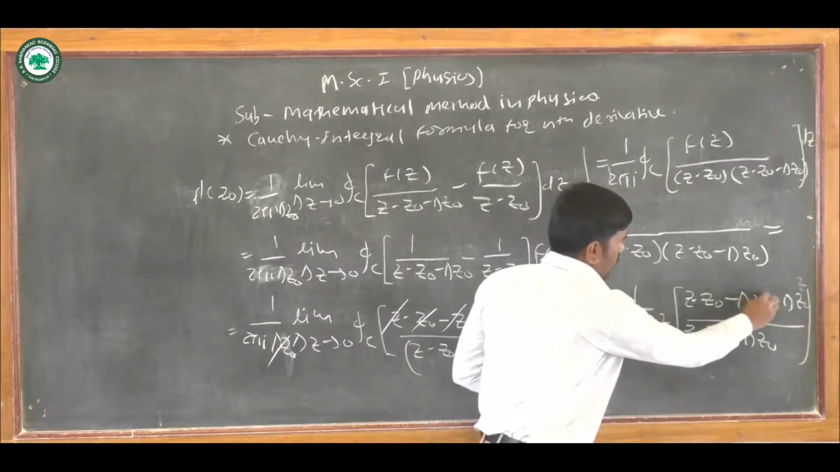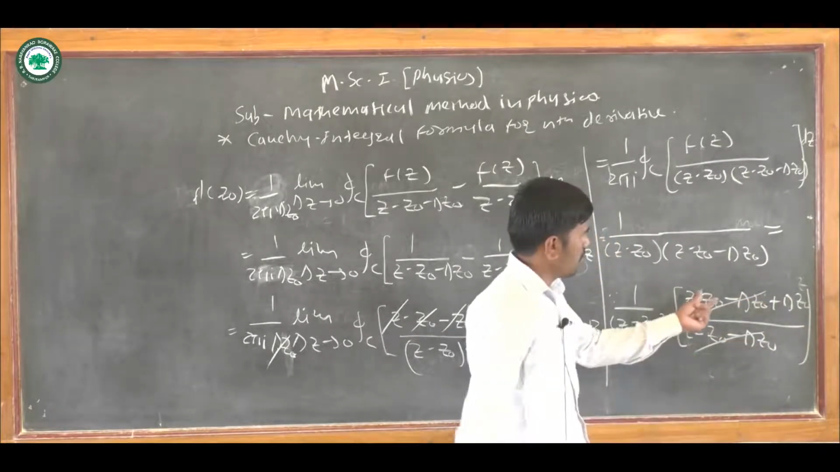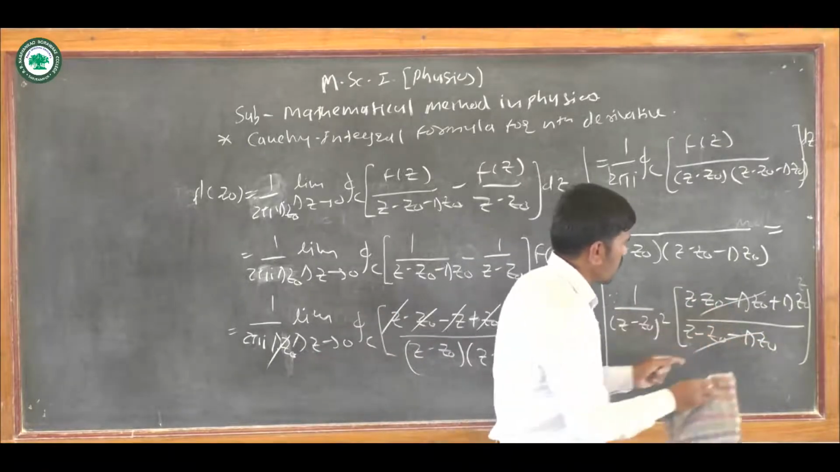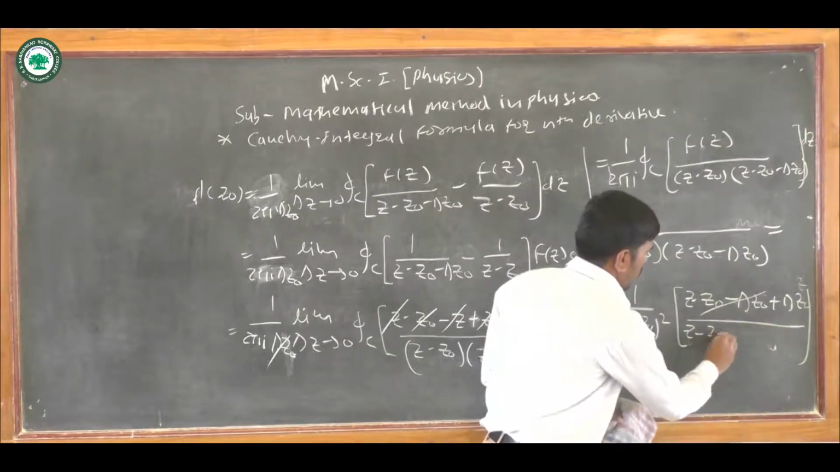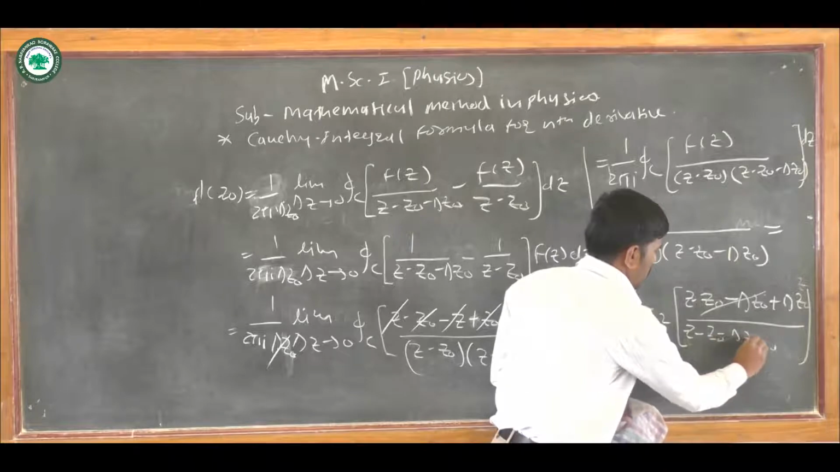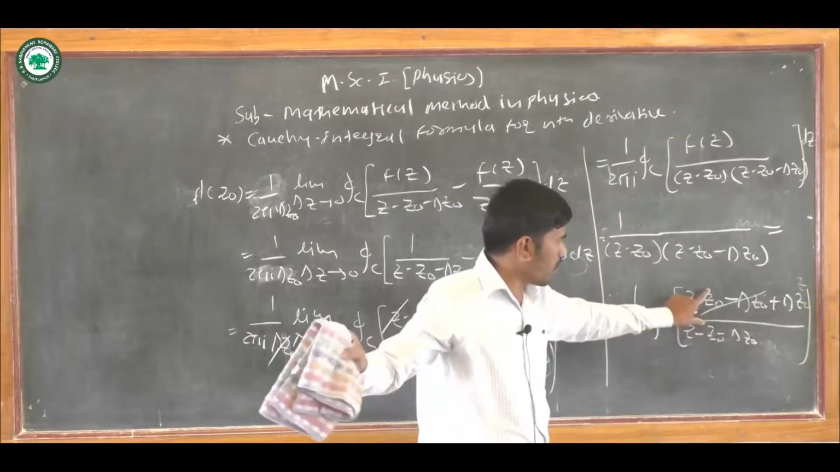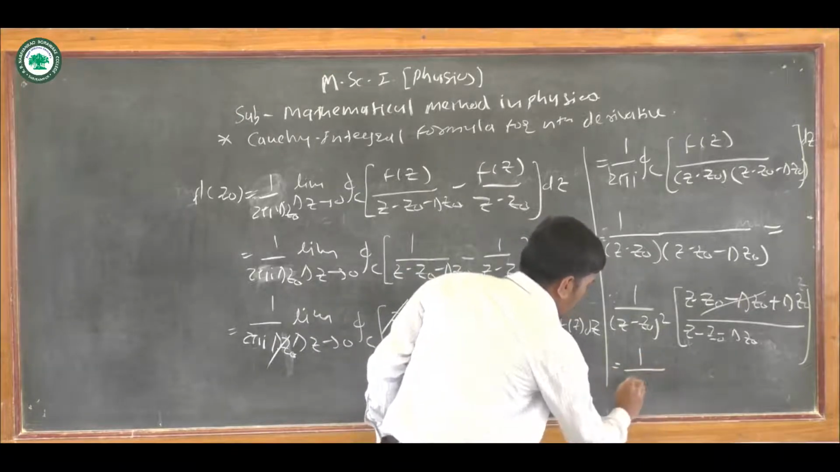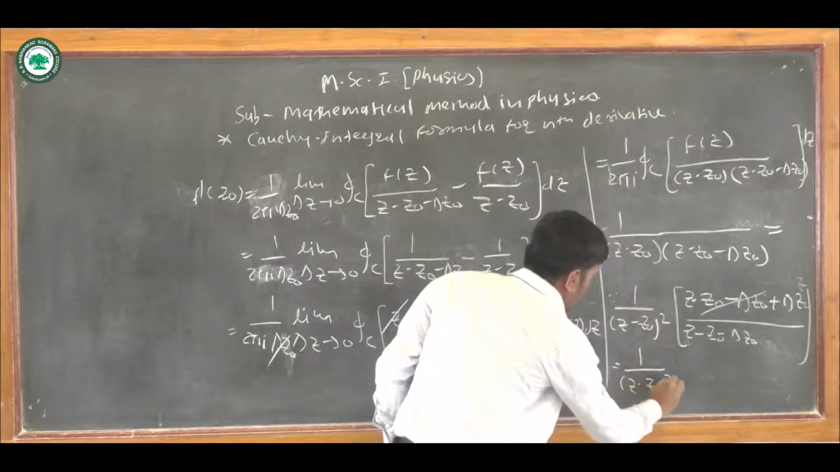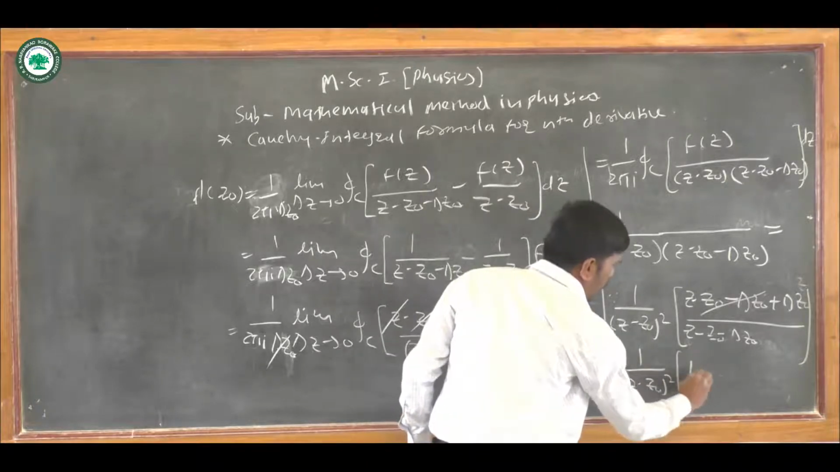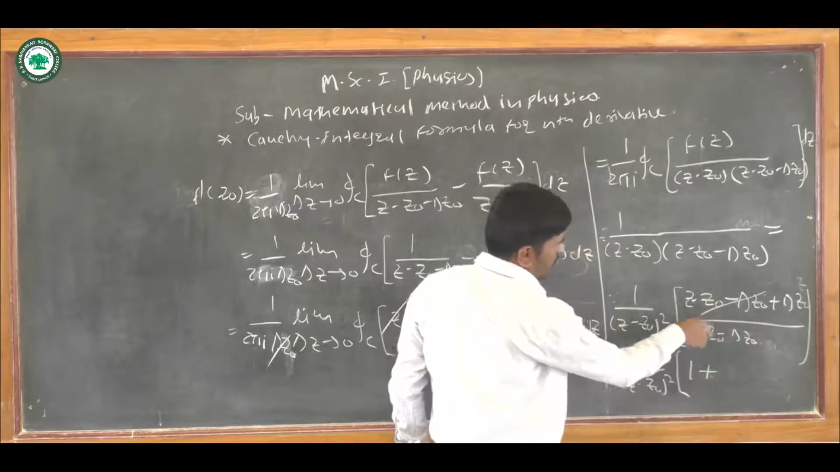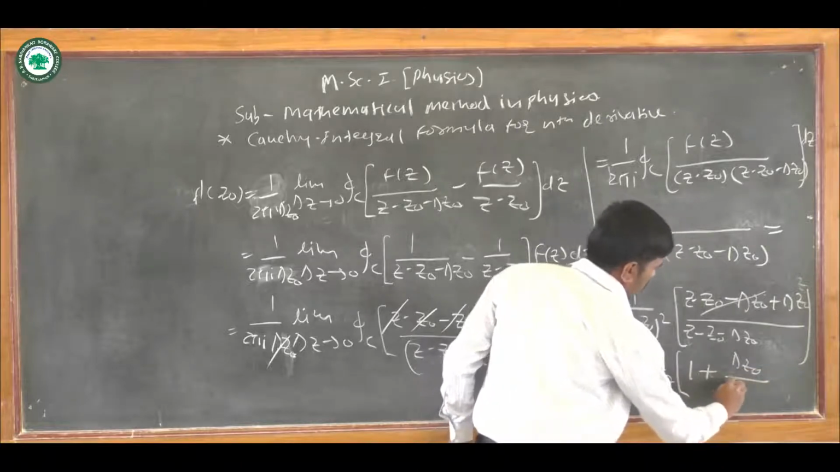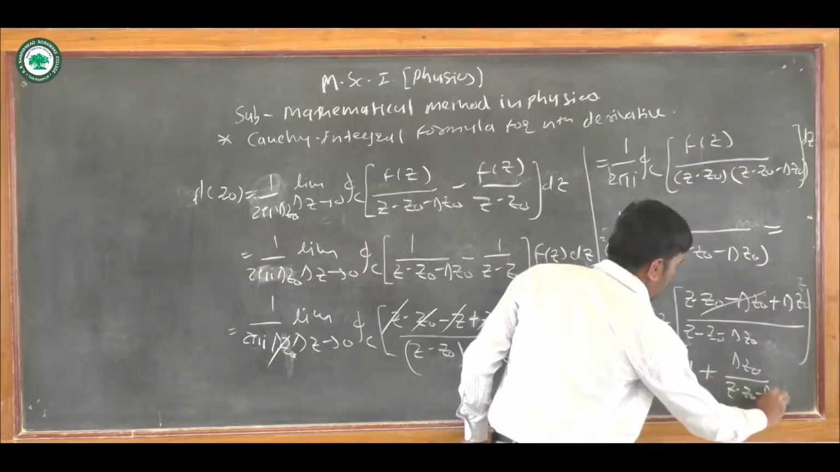Okay, now we can cancel z minus z naught and z minus z naught for these things only. So we can write this expression like this: 1 divided by z minus z naught whole square into 1 plus, if we cancel, plus del z naught, z minus z naught del z naught.